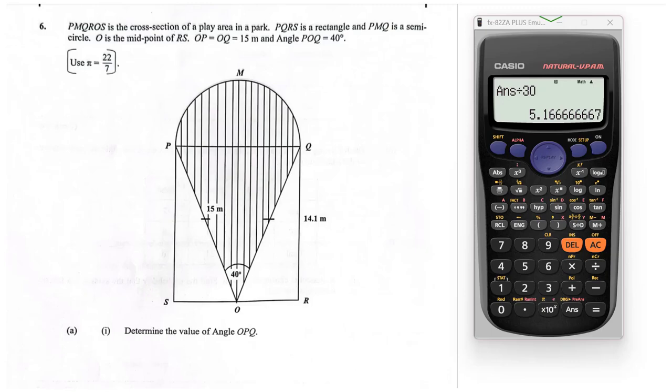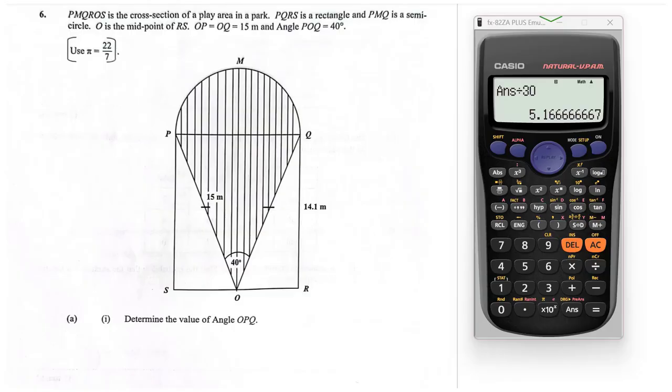Right? Now it says use pi as 22/7. Notice that once I hear about pi, we're going to use some formula for the circumference or area of a circle. So let's look at what the question is asking us. Determine the value of angle OPQ. Now let's locate angle OPQ. So OPQ is right here. So this is the angle we need to find.